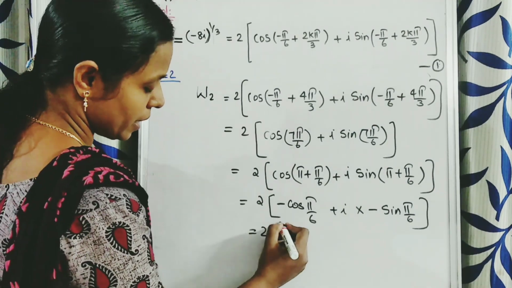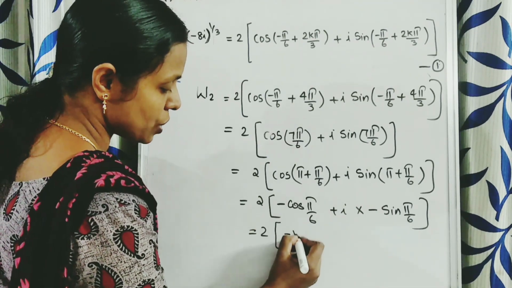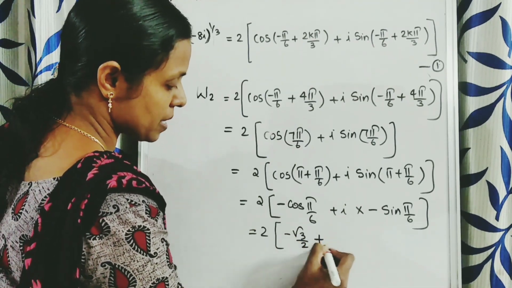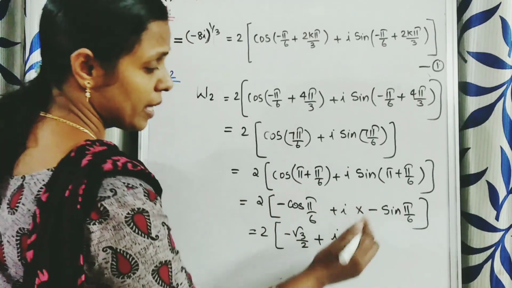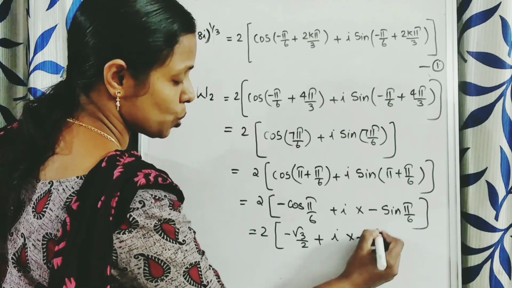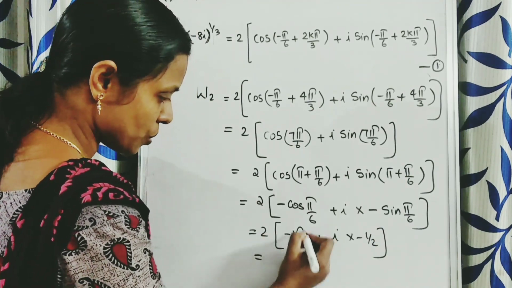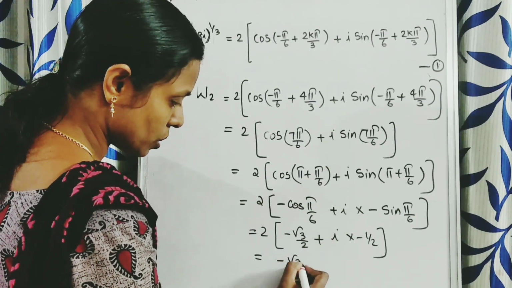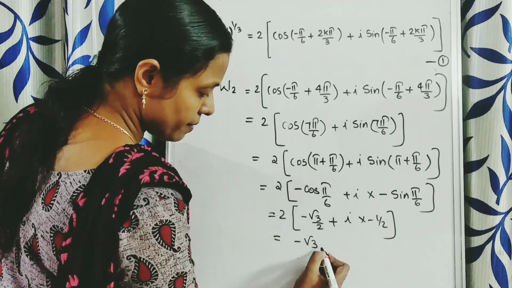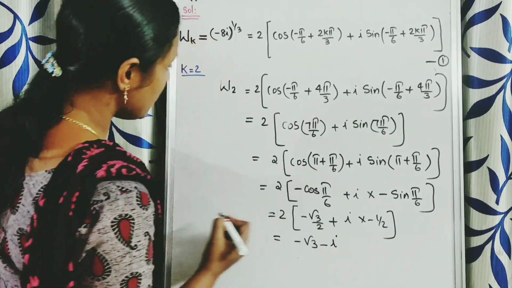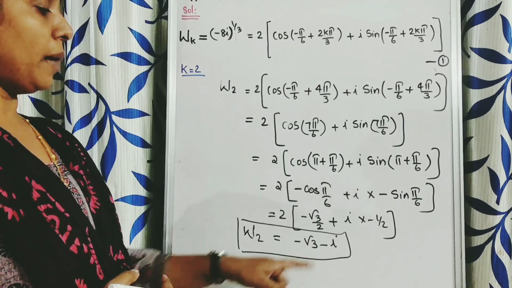2 into, here cos pi by 6 is root 3 by 2, that is we get negative root 3 divided by 2, plus i into, here sine pi by 6 is 1 by 2, we get negative 1 by 2. That is equal to 2 into negative root 3 by 2, which is negative root 3. Then into this term, the 2 gets cancelled, we get negative i.